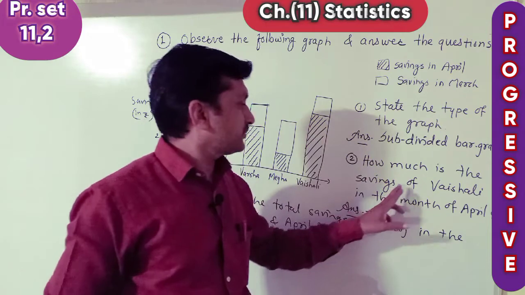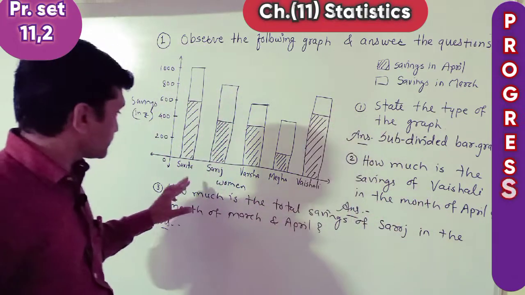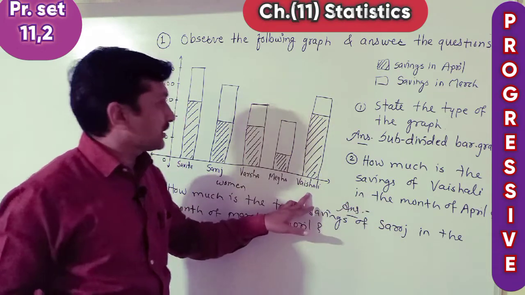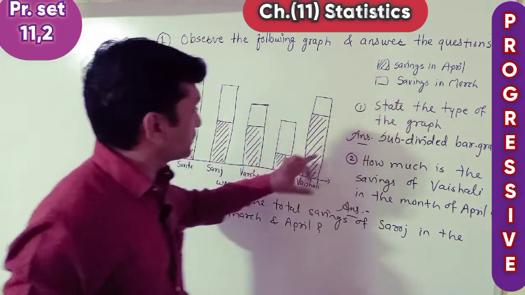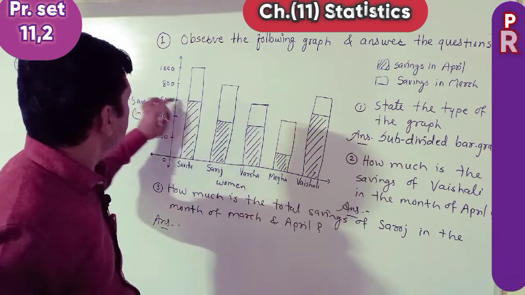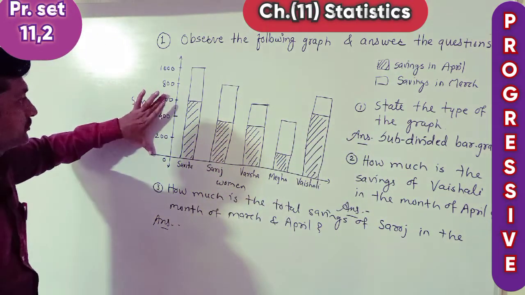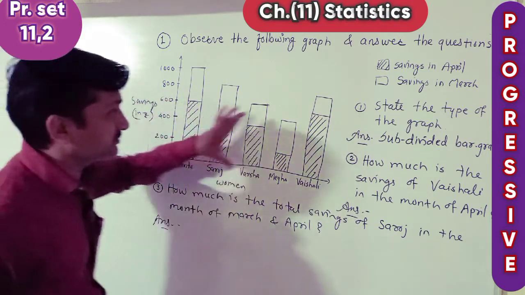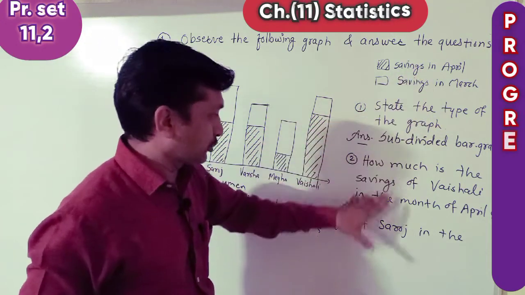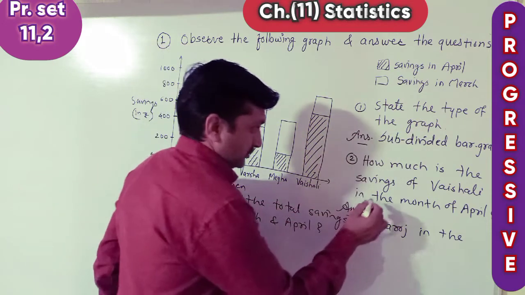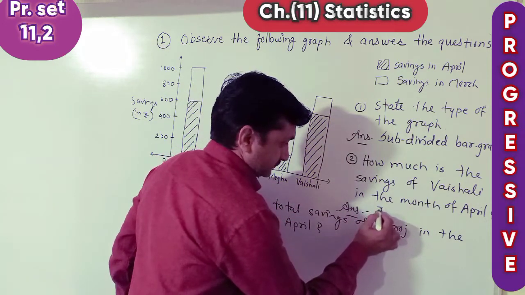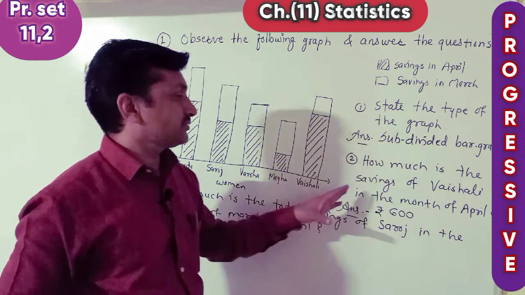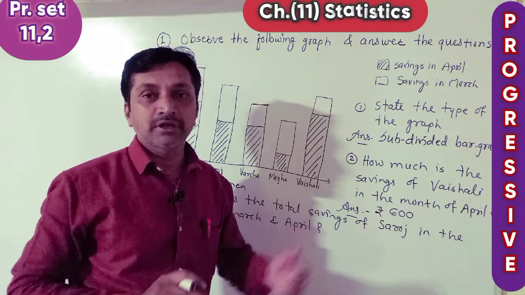How much is the saving of Vaishali? Now see Vaishali here, in the month of April. April means the shaded part. The shaded part is at the height of 600. Therefore this is the saving in April. We want April only. Therefore rupees 600 is the saving of Vaishali in the month of April.